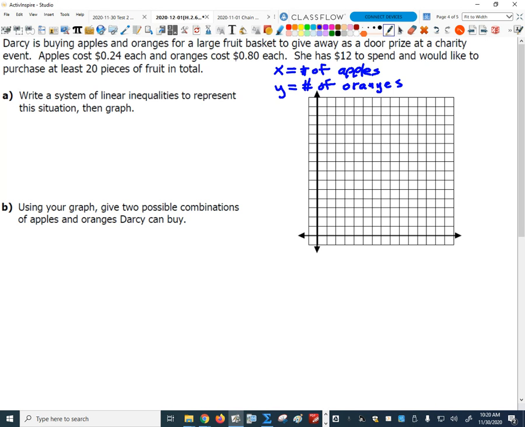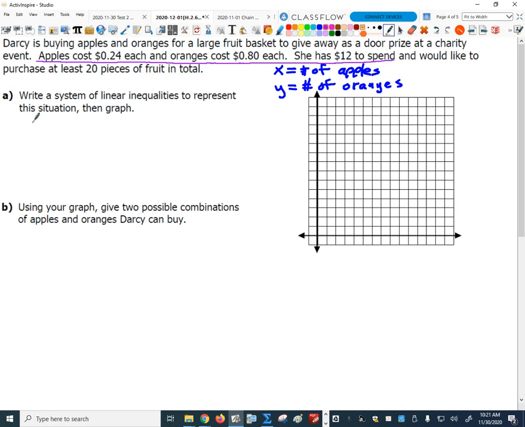Okay, good. So what's our system going to look like then of linear inequalities? So tell me one. Let's take this. How about we take this first statement up here. Apples cost 24 cents each and oranges cost 80 cents each, and she has $12 to spend. So what's that going to look like? What do you think, Duluth? Can you come up with an equation to represent that information? Or an inequality, not an equation?